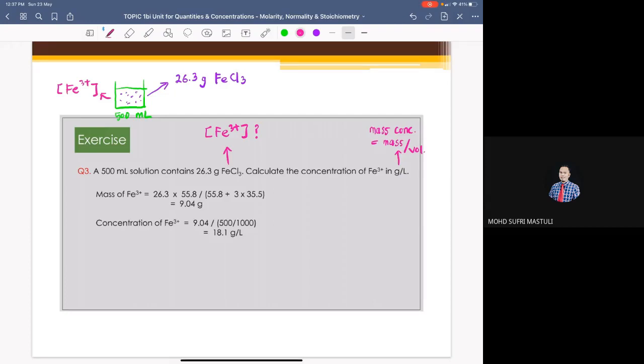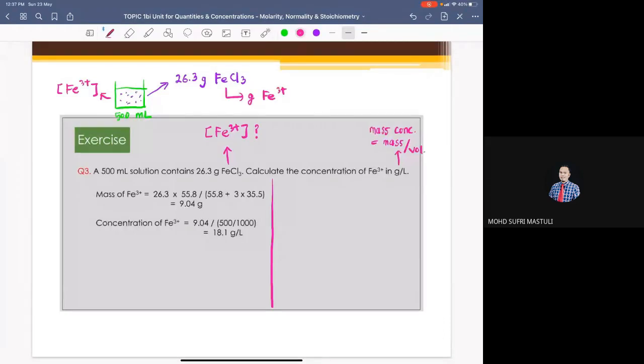Okay. So, of course, you need to calculate what is the mass of Fe3+ in this solution. So you have to calculate the mass of Fe3+ first. In order to calculate the mass, the way is similar to the previous video on mole and millimole.